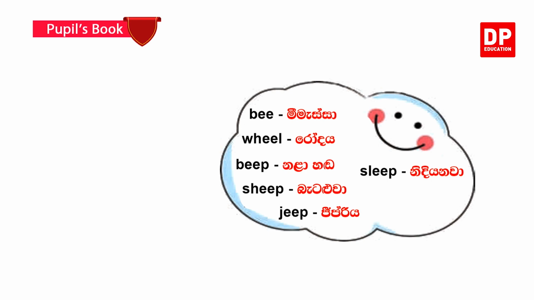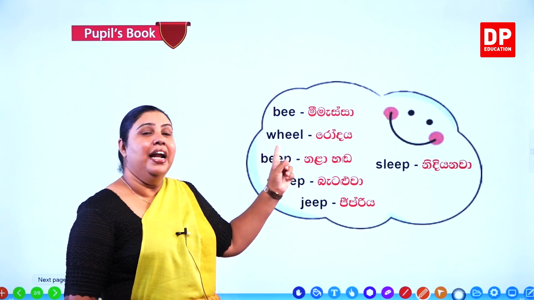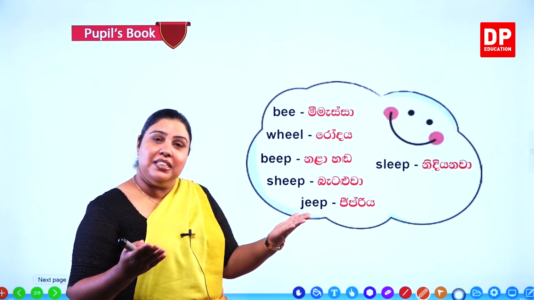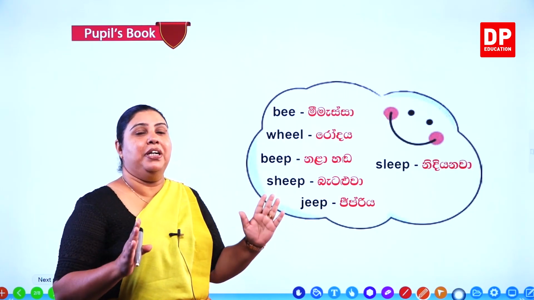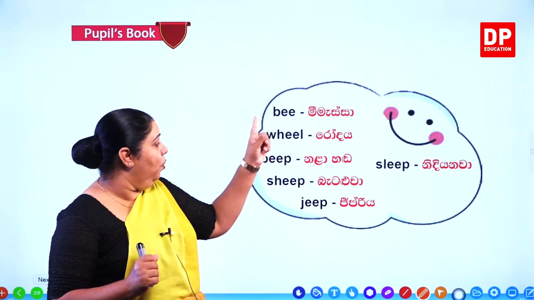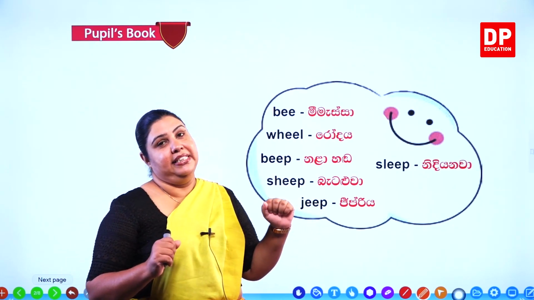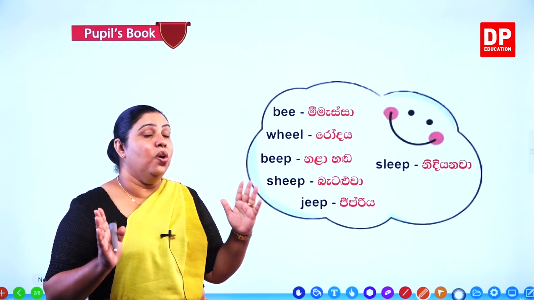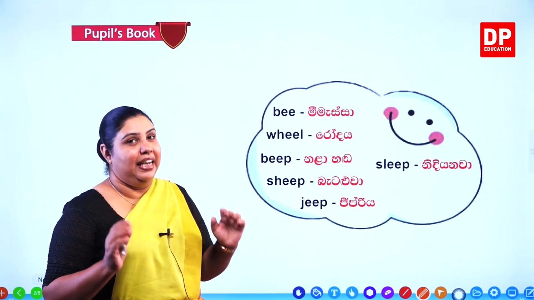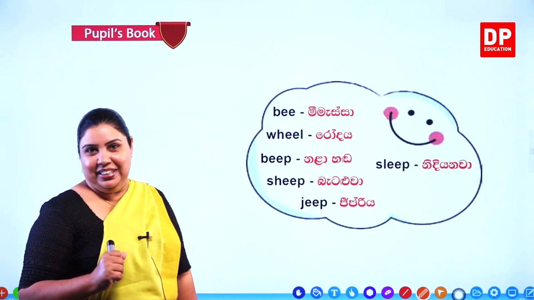The third word. Beep. Beep. Beep is the sound of a horn, a sound made by a vehicle. Beep. Now you can see all these words have the double E. That is the long E sound. We are going to concentrate on long E mostly. That is why all the words in the happy cloud have the long E.